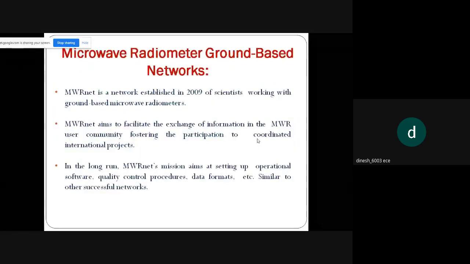Next is the microwave radiometer ground-based network, MWRNET. This was established in 2009 by scientists working with ground-based microwave radiometers. It aimed to facilitate the exchange of information in the microwave radiometer user community in order to foster the participation of coordinated international projects. In the long run, the MWRNET mission aims at setting up operational software, quality control procedures, and data formats similar to other successful networks.